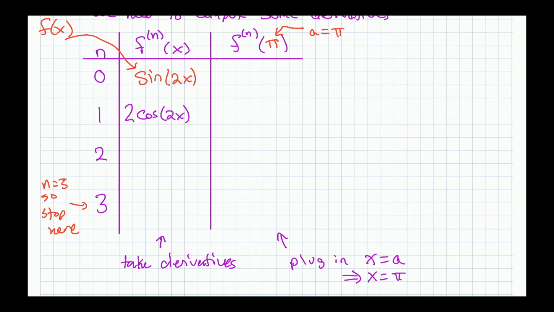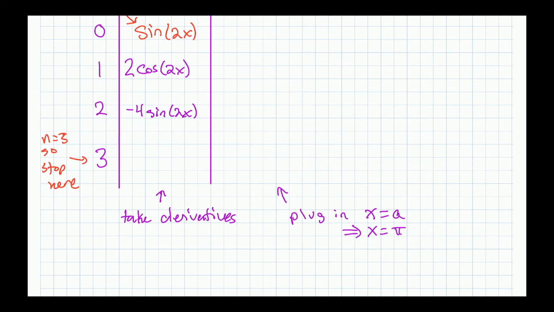And then I need another derivative. So the derivative of cosine 2x is going to be negative sine 2x, and then times a 2 again. So overall, negative 4 sine 2x. One more derivative. The derivative of sine 2x is going to be cosine 2x times 2 again. So we're going to have negative 8 cosine 2x. So those are my derivatives.